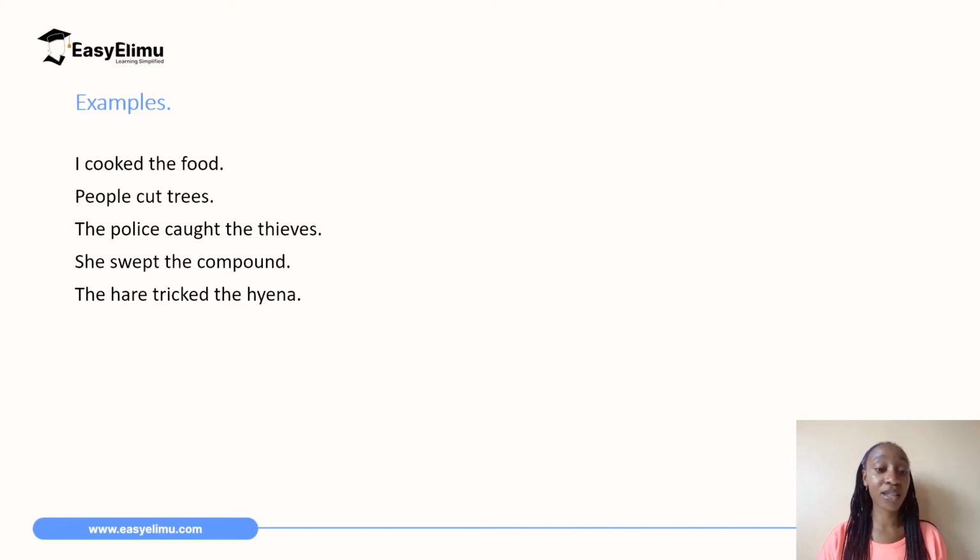And lastly, the hare tricked the hyena. What is the action? Tricked. Who did the tricking? The hare. So the hare is the subject. Who was affected by the tricking? The hyena. So the hyena is the object and tricked is the verb or the action.